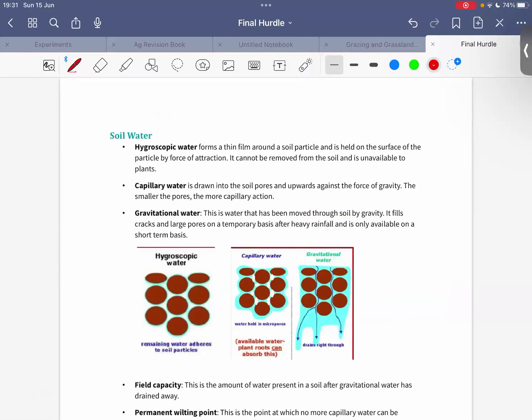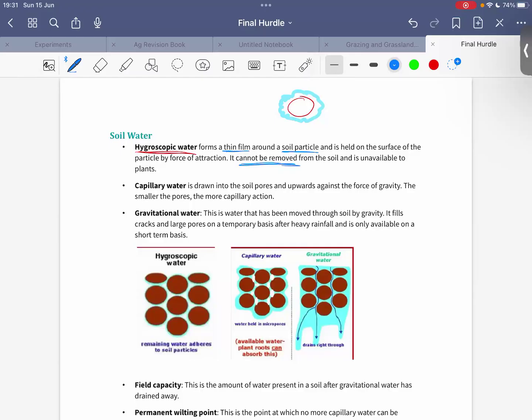So our soil water, hygroscopic water. This is our soil particle. The thin layer of water that surrounds our soil particle cannot be removed from the soil and is unavailable to plants. It's the basic or the foundation level of water in the soil. So a thin film around each of your soil particles can't be removed from the soil.